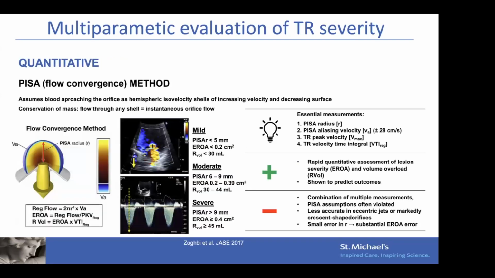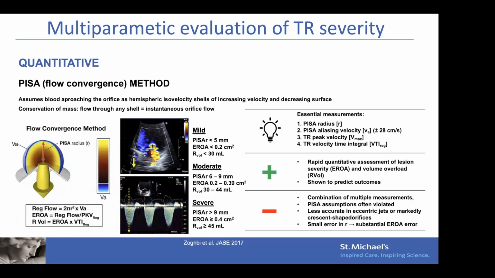But then, obviously, the holy grail of imaging of regurgitant lesions is to do quantitative assessment, because this will give you a continuous evaluation of severity. And the method that is most commonly used is the PISA or flow convergence method. It's based on the conservation of mass principle, and it assumes that when blood is approaching the orifice, it behaves as a stack of hemispheric isovelocity shells with increasing velocity and decreasing surface.